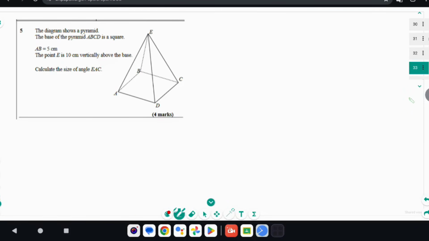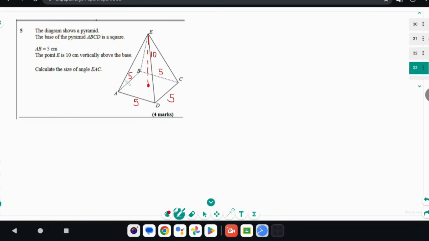Okay, question 5. Got 3 more questions left. Diagram shows a pyramid. The base of the pyramid ABCD is a square. AB is 5, so it's a square. So I'm just going to label all these as 5. The point E is 10 centimeters vertically above the base. So I just drop that down there. That's 10. Calculate the angle EAC.